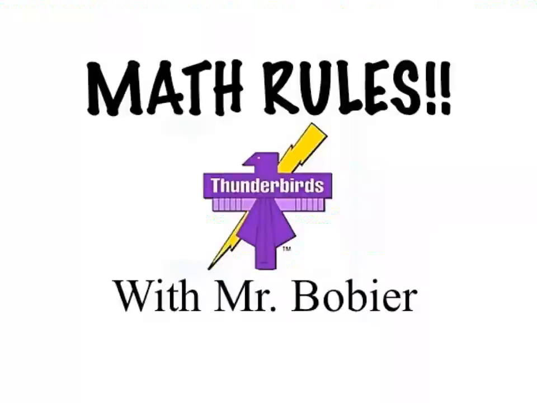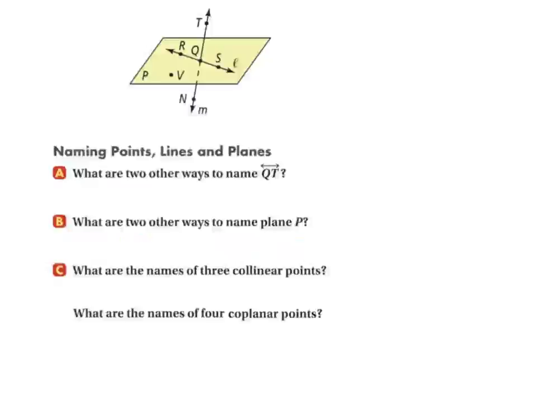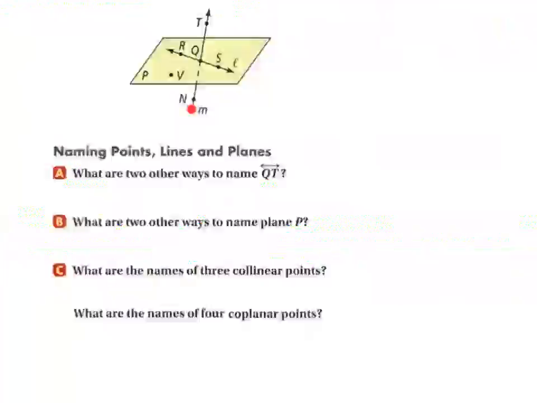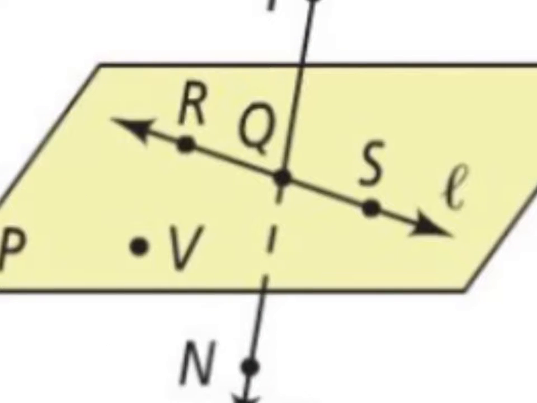Okay, so now let's work a couple of examples together from section 1.2. In this first example we have a diagram showing a plane and a couple of lines. It does look like one line is actually passing through the plane. If you look real close, let me point this out to you. Part of that line is actually dashed.